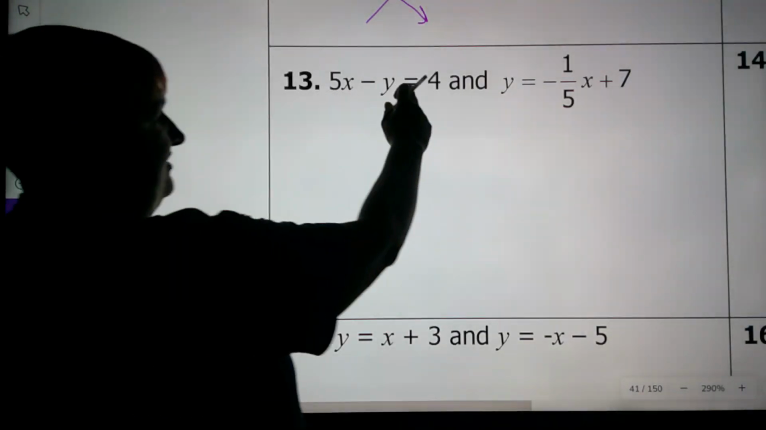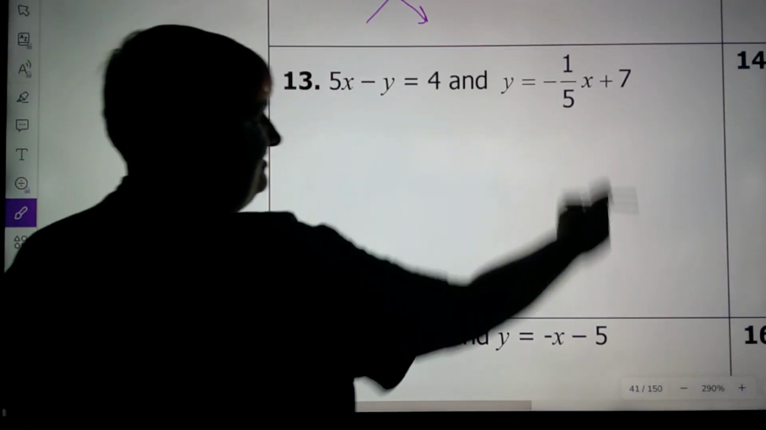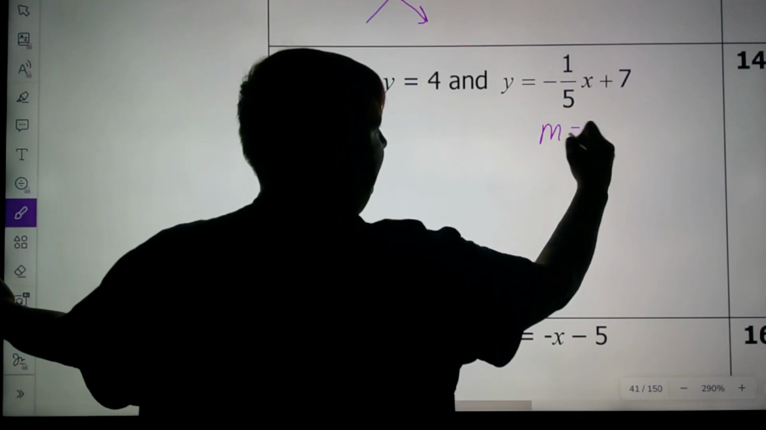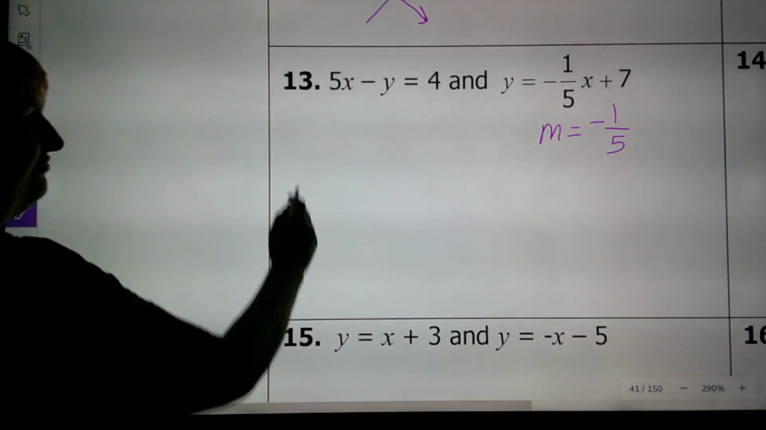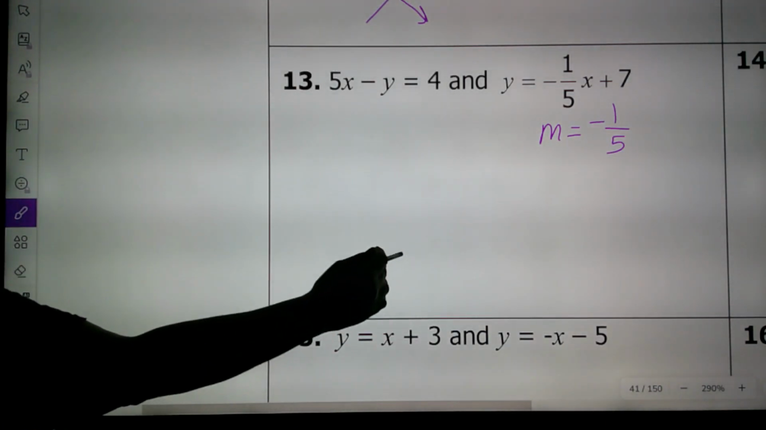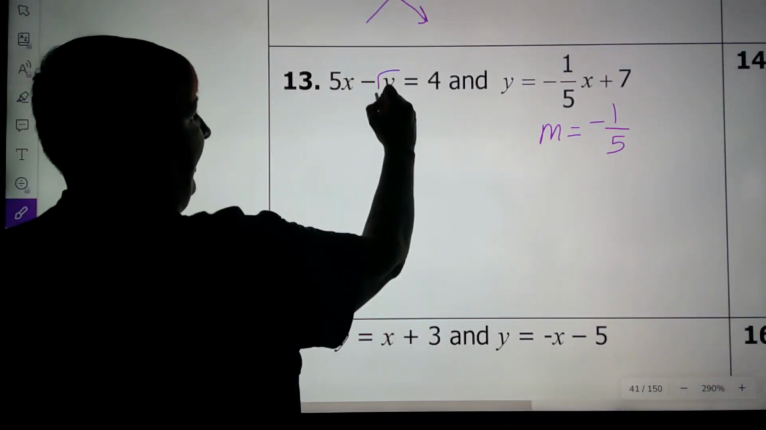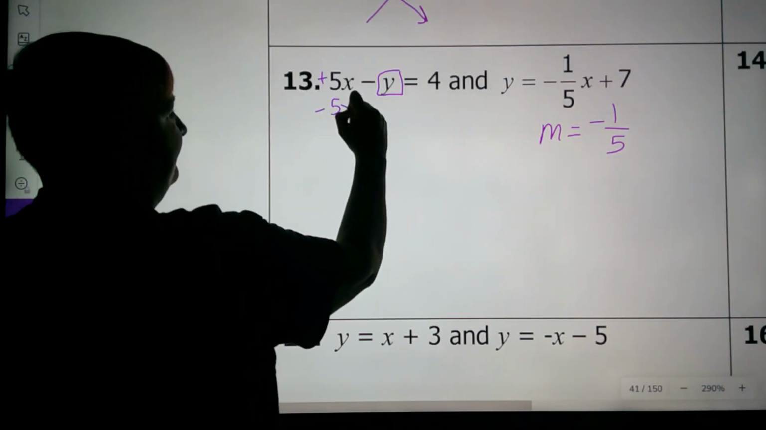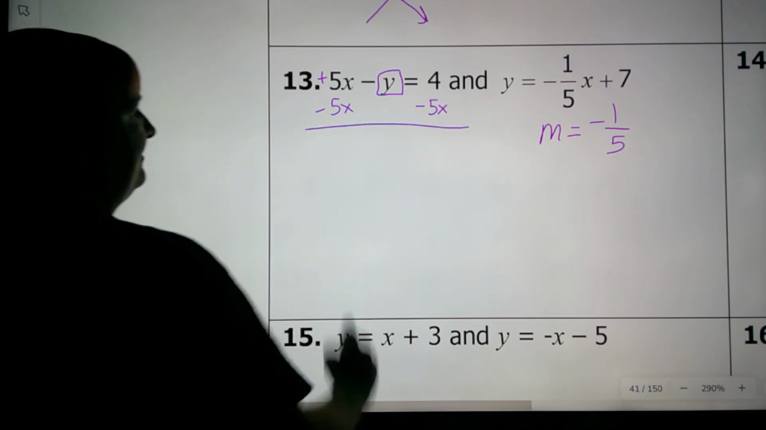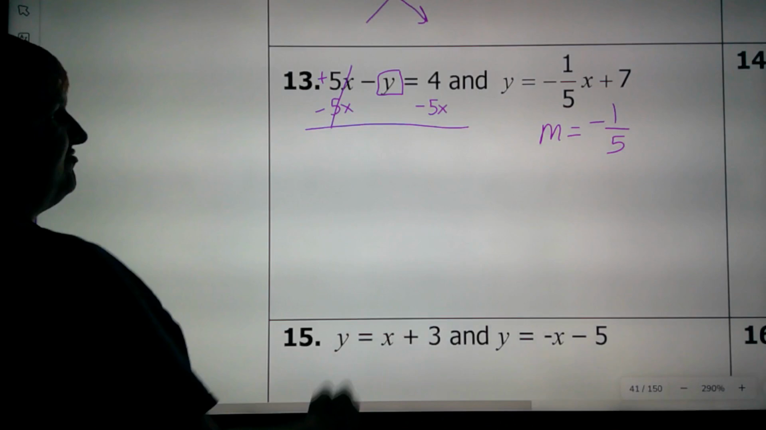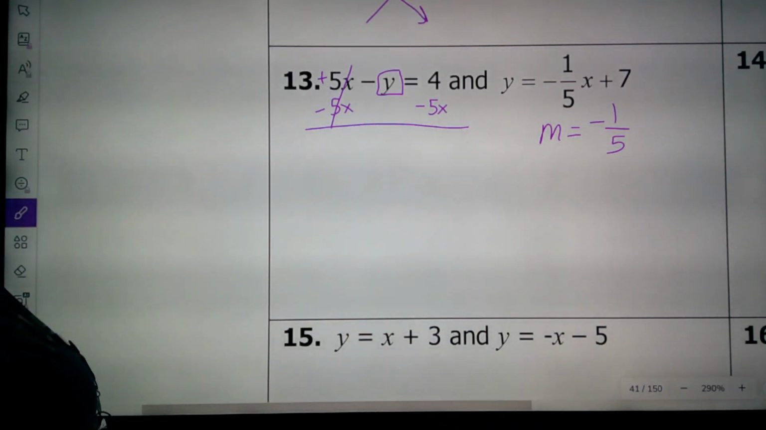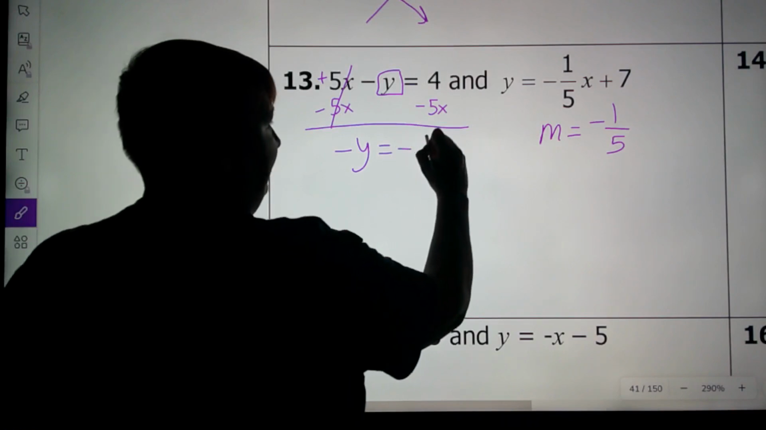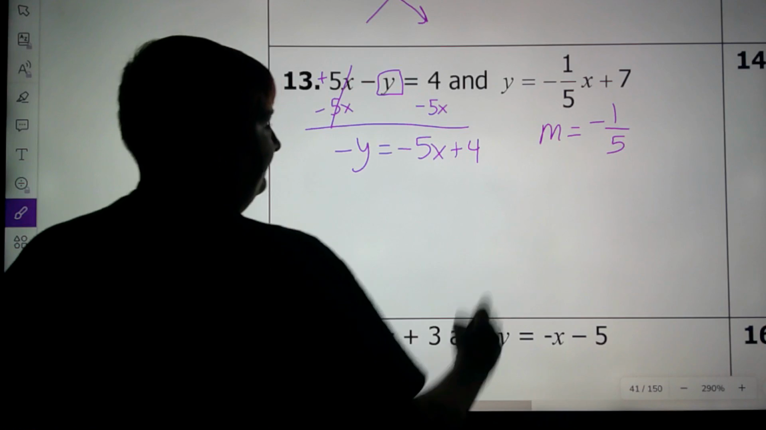Alright, this one is not in slope-intercept form. This one is in slope-intercept form. So we know the slope for this one is negative 1 over 5. We got to figure out the slope for this one. We need to convert it to slope-intercept form. We need to solve for y. We need to get that y by itself. We have a positive 5x, so we're going to subtract 5x from both sides. These will cancel because 5 of something minus 5 of something is 0. We're left with negative y equals negative 5x plus 4.